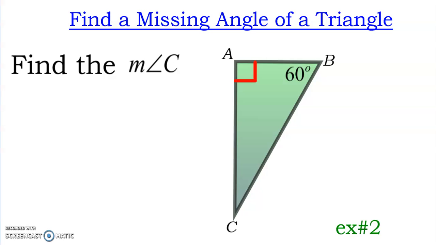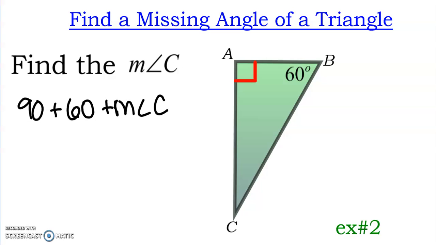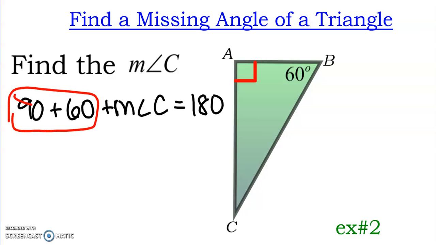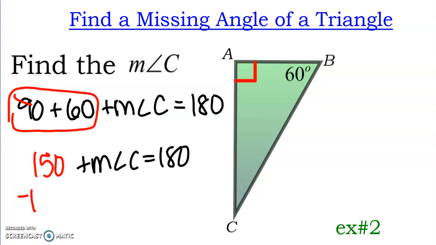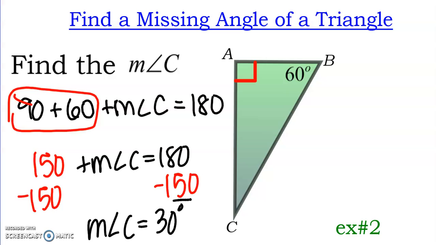Here, the measure of angle A is 90 degrees because it's marked by that box, which means it's a right angle. So let's take the measure of angle A plus the measure of angle B, which is 60 degrees, plus the measure of angle C, which we don't know, and they all three add up to 180 degrees. So again, we're going to combine like terms. 90 plus 60 is 150, plus the measure of angle C equals 180. Subtract 150 from both sides so that we can get the measure of angle C by itself, and we get that the measure of angle C equals 30 degrees.